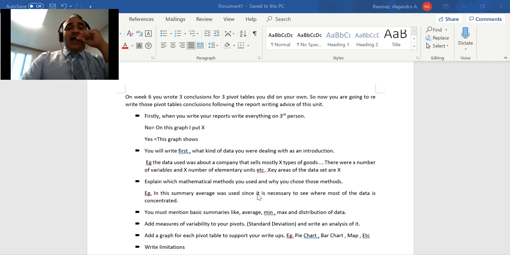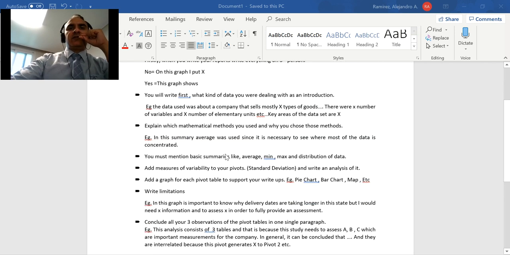You're going to add a graph for each pivot table. Which one depends on the situation. It can be a pie chart, a bar chart, a map, etc. And then you're going to write limitations of this graph. So in this data set, or in this pivot table, I cannot do this because I don't have this information. So you're going to write all the limitations as I explained in the unit.